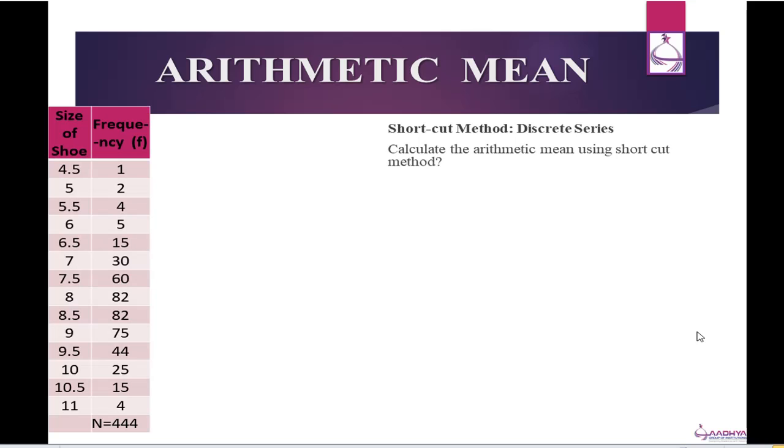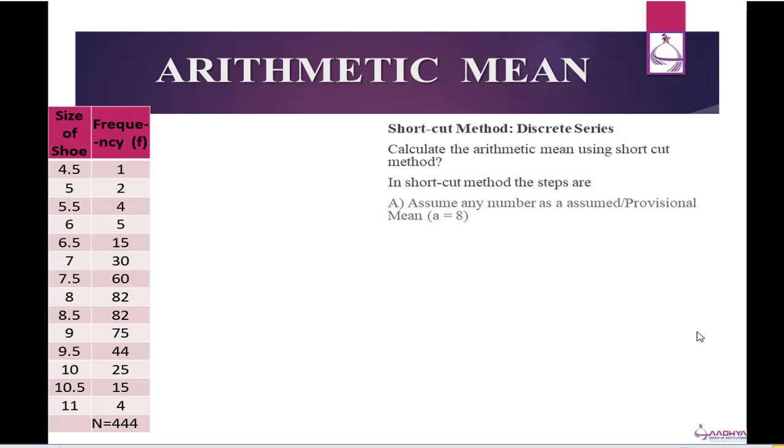We are given different sizes of shoes in a shop and the frequency of sales of these particular sizes. So based on the data, we need to find what is the average size of shoes being sold. So let's go to the calculations. What is the first step?